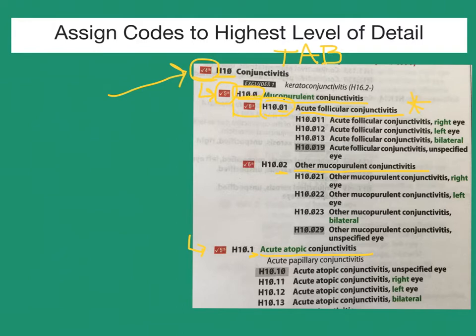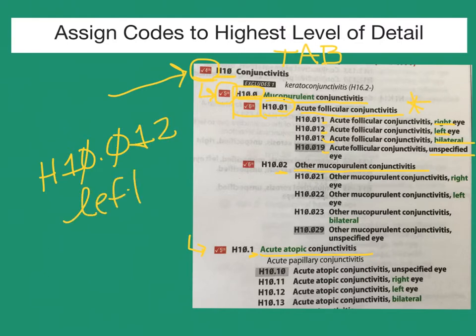Wait, we need a 6th. It's reminding us, hey, more detail is possible. So we go in one more indentation level. 1 for right eye, 2 for left eye, 3 for bilateral, 9 for unspecified. Again, making that decision, let's say it was of the left eye. This would mean our final code would be H10.012 for the left eye. So again, keep drilling down, get to that highest level of detail within the tabular list.